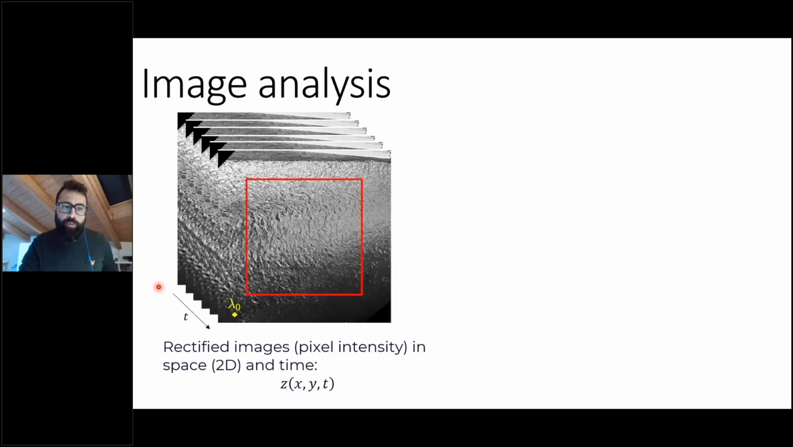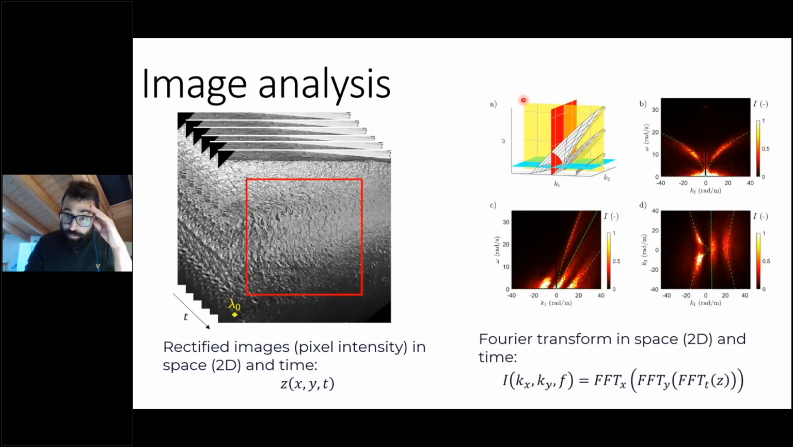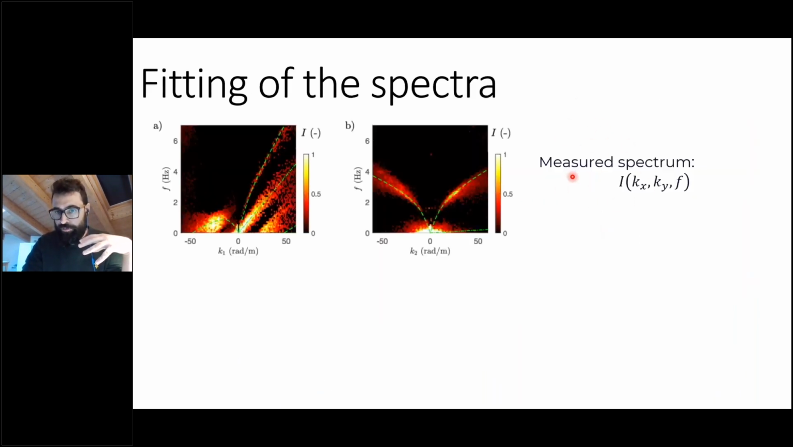So we start with a video. Basically, we start with a collection of images which have already been rectified, and we select a certain window. So we have a signal in two dimensions in space and in time. We take a Fourier transform of this signal, so we end up with a 3D spectrum, a Fourier transform in all the directions, which is the two components in wavenumber and the frequency. And this is our measured spectrum.